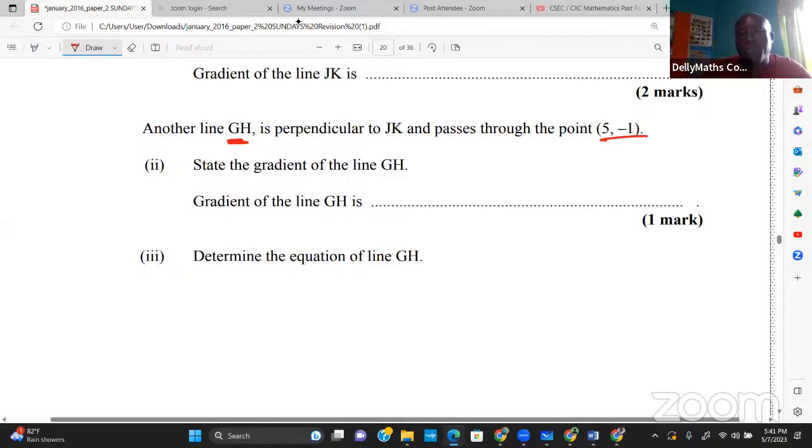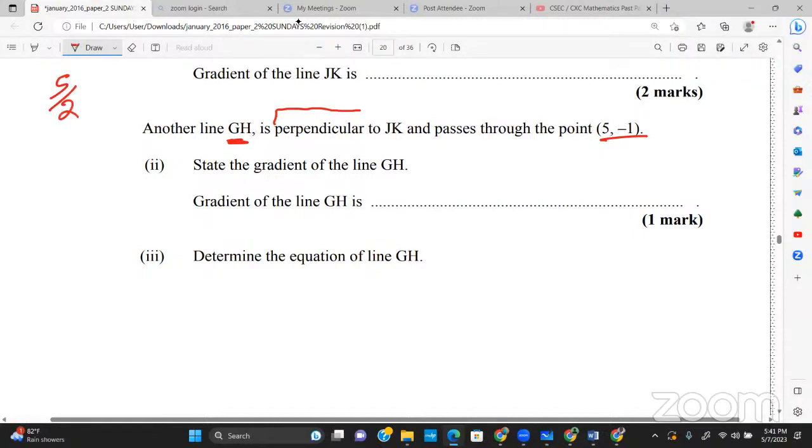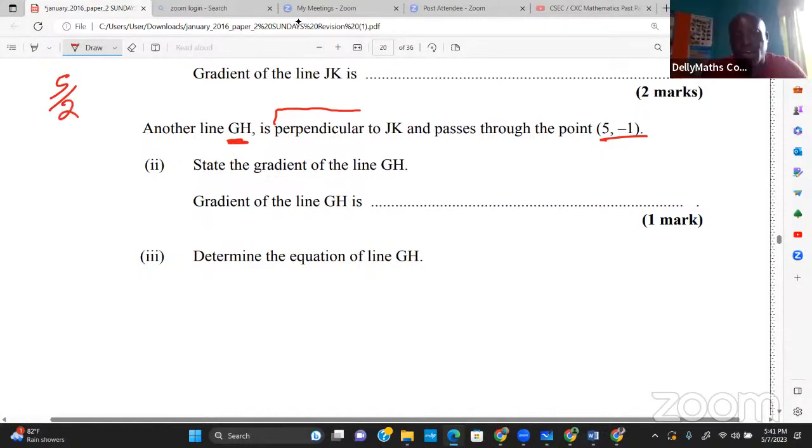All right. Now, there's a relationship when lines are perpendicular. When lines are perpendicular, one gradient is a negative reciprocal of the other. So then all I have to do, since that gradient that we had up top was 5 over 2, and this line is perpendicular, so the gradient of this is going to be negative, and you turn this upside down, you get 2/5. So the gradient of the line GH is negative 2/5. It's a negative reciprocal of what we got.